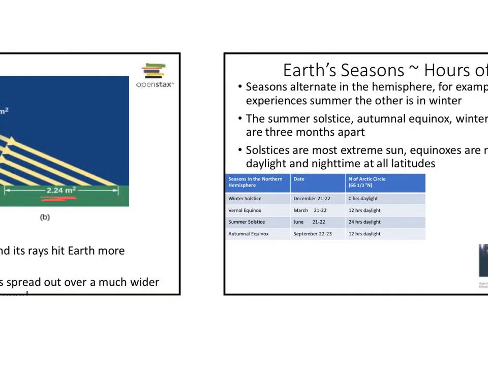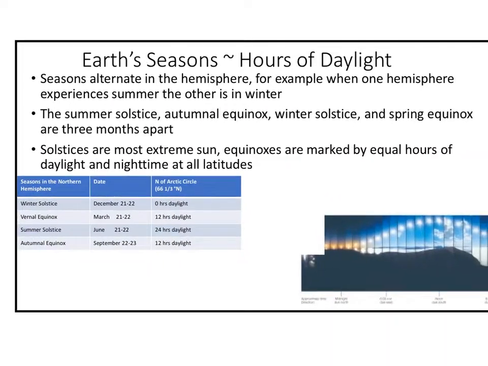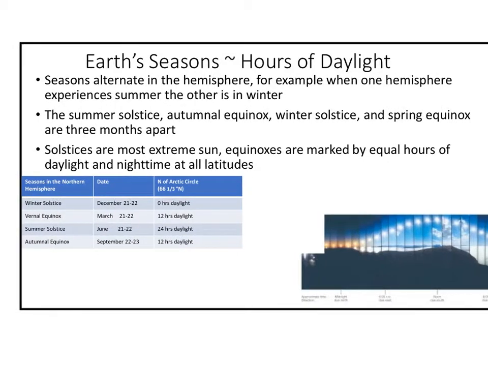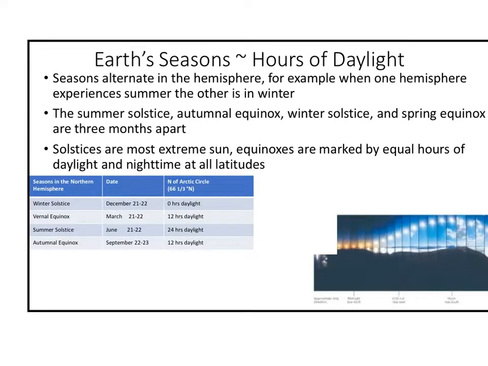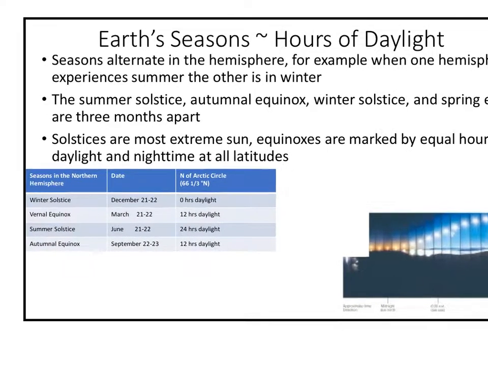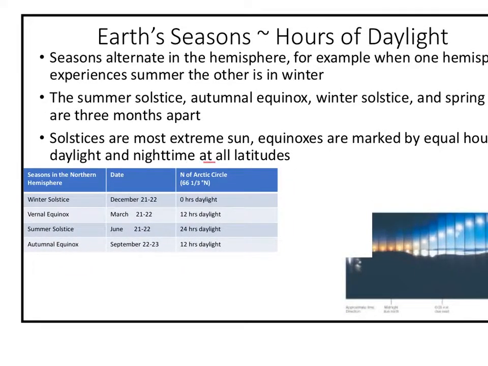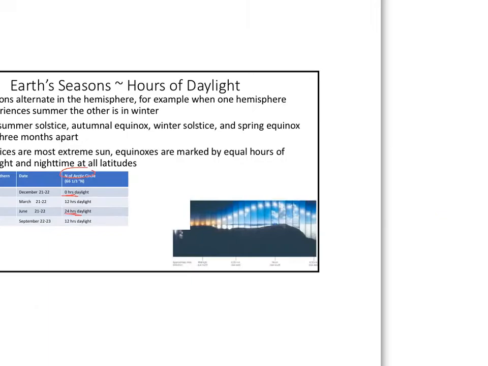The other thing about our seasons, as the Earth orbits the sun, is that we definitely have different hours of daylight. I've got some extremes here. If you're north of the Arctic Circle, I don't know if I got that right or not, but if you're near the North Pole, at the winter solstice you're going to have 0 hours of daylight, and at the summer solstice you're going to have 24 hours of daylight. So it's the hours of daylight and the directness of the sun that basically give us our seasons.